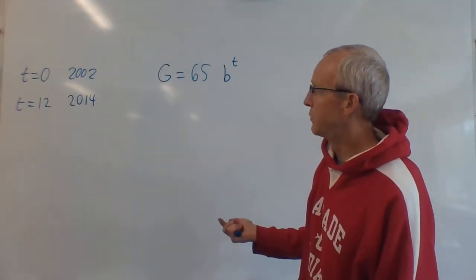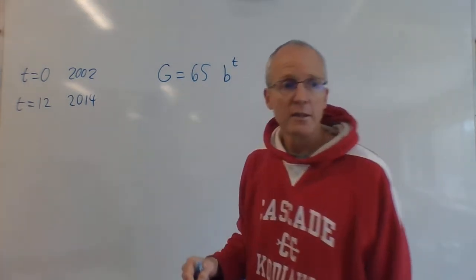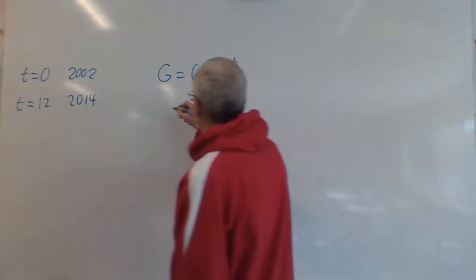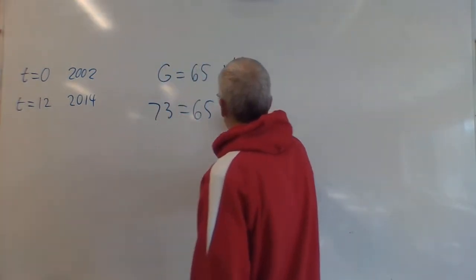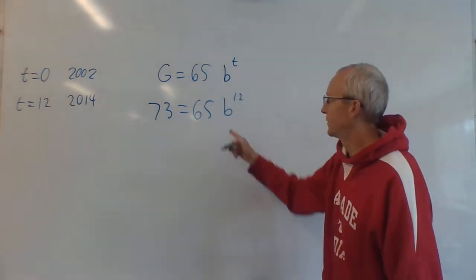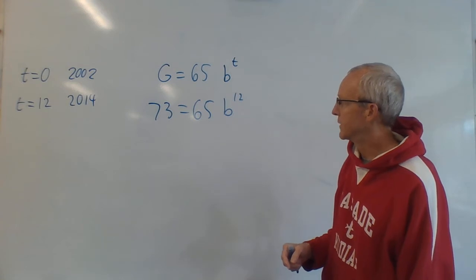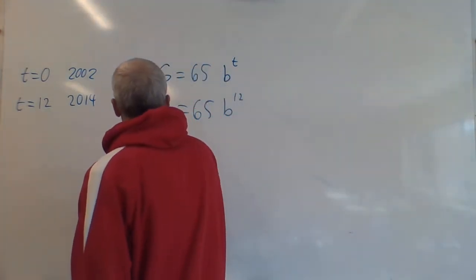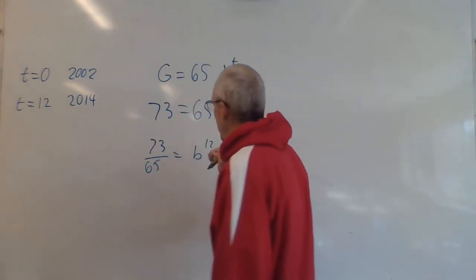Now we have 2 data points. T equals 0, we have that, but we also know that in 2014, t equals 12, they have 73 million. So 73 million equals 65 b to the 12th. From this we can figure out b, because we know a is 0. So let's put the 65 over here. So 73 over 65 is equal to b to the 12th.